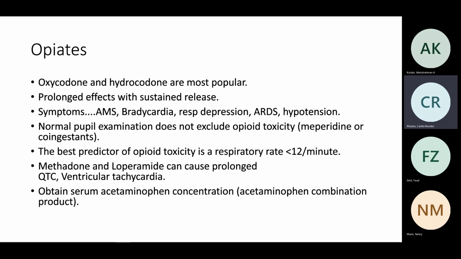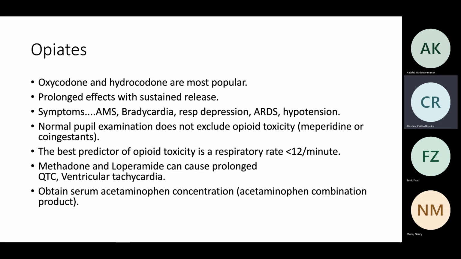Symptoms, as I mentioned, are altered mental status, bradycardia, respiratory depression, ARDS, and hypotension. As I mentioned, a normal pupil examination does not exclude opioid toxicity. Meperidine can come with an opioid overdose but the pupils are normal size, or patients with a multi-drug overdose can have that mixed up and not show the typical finding of miosis.